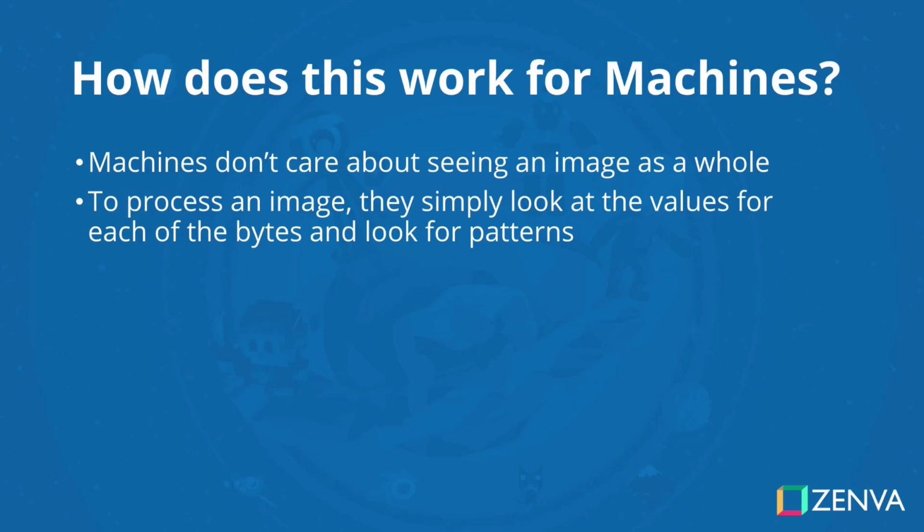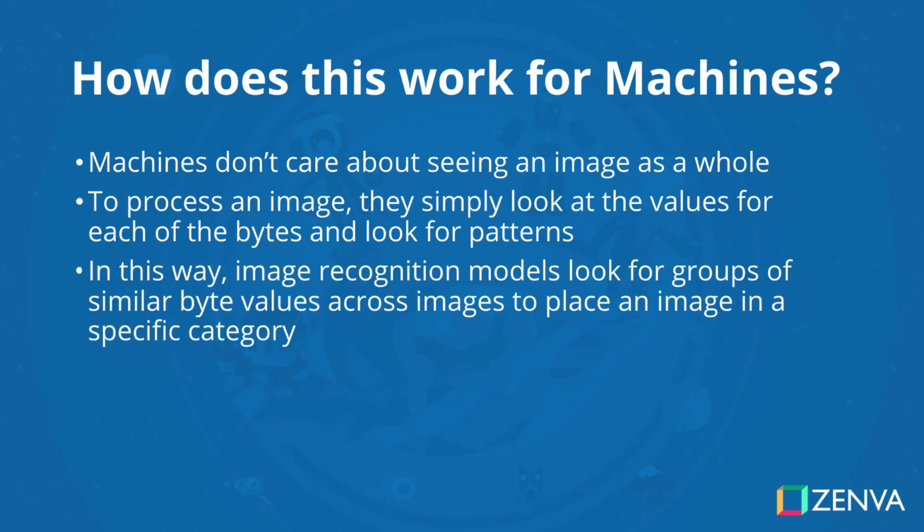Okay, so if we feed an image of a 2 into a model, it's not going to say, oh, well, okay, I can see a 2. It's just going to see all of the pixel value patterns and say, oh, I've seen those before and I've associated those with a 2. So it will probably do the same this time. Okay, so they're essentially just looking for patterns of similar pixel values and associating them with similar patterns they've seen before. In this way, image recognition models look for groups of similar byte values across images so that they can place an image in a specific category.